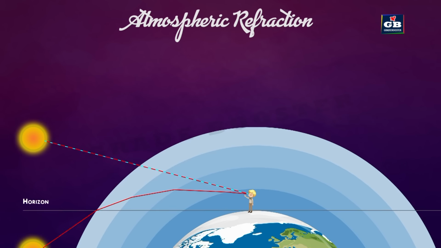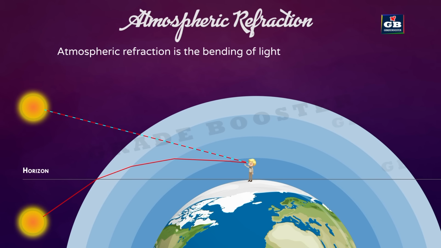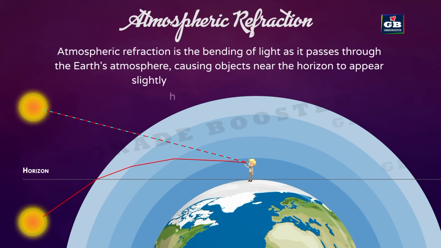Atmospheric refraction. Atmospheric refraction is the bending of light as it passes through the Earth's atmosphere, causing objects which are near to the horizon to appear slightly higher than they actually are. Atmospheric refraction means it is the bending of light when it passes through the Earth's atmosphere.